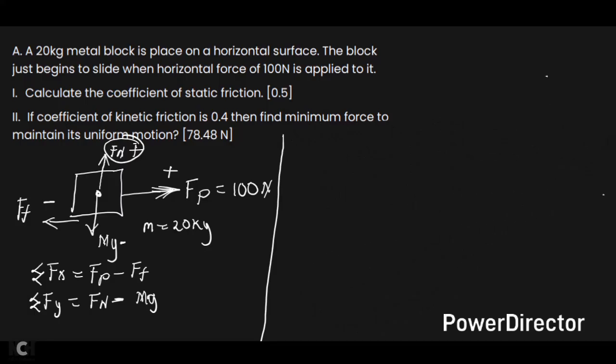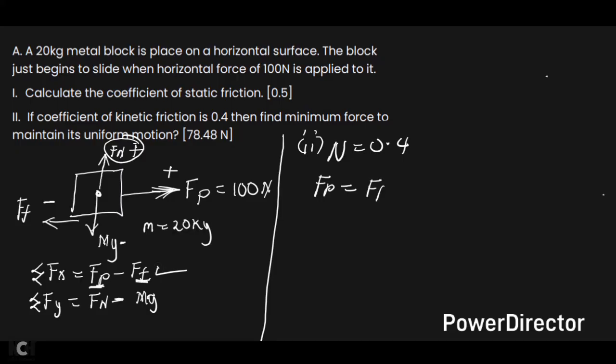So question 2, they're saying that if the coefficient of the kinetic friction force, now you have been given the coefficient of the friction force, which is this, then find the minimum force to maintain its motion. So how are you going to solve this type of question? In this type of question, remember that the push force in the x-axis, which is here, is equal to the friction force, which is this one.